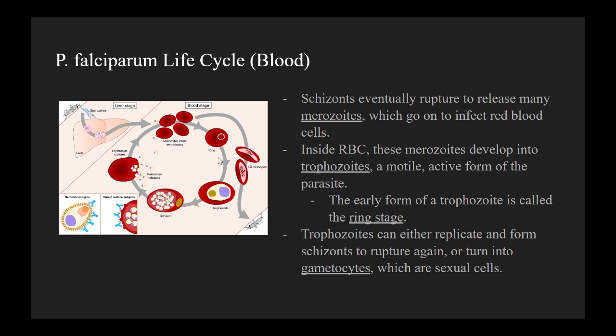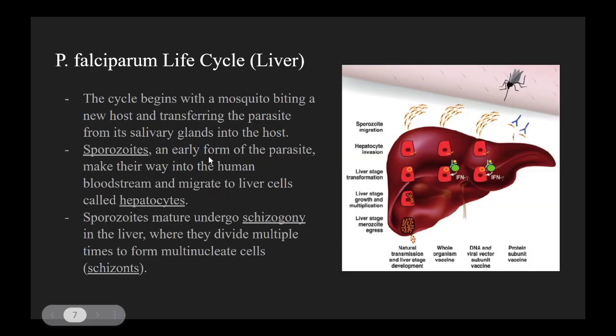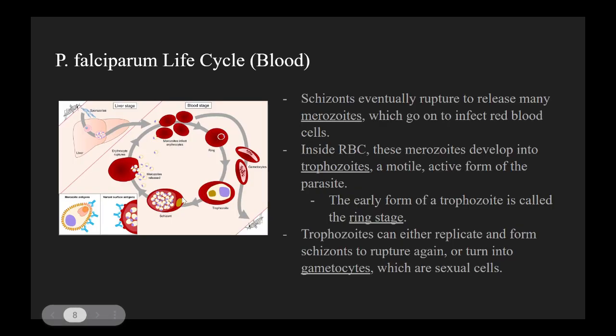These trophozoites will grow bigger and bigger. Eventually, they'll undergo schizogony like these sporozoites did before, forming all these little new cells, new merozoites. Then that schizont will rupture like it did before and release new merozoites. These merozoites can now travel through the bloodstream and infect more red blood cells, and this cycle will repeat over and over like this.